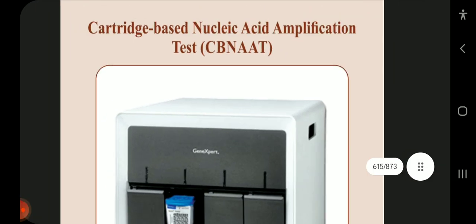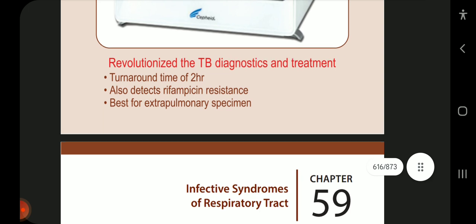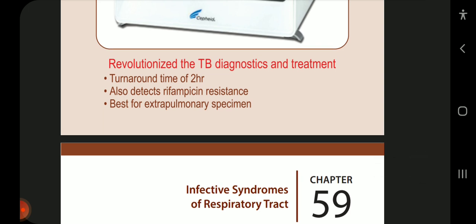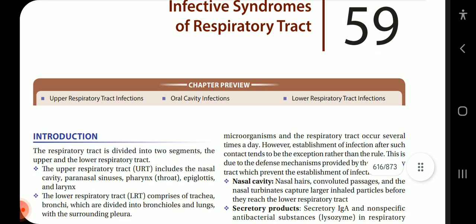Okay, this is a CBNAAT machine, cartridge-based nucleic acid amplification test. This has revolutionized TB diagnostics and treatment. It has a turnaround time of 2 hours, also detects rifampicin resistance, and is best for extrapulmonary specimens for TB.